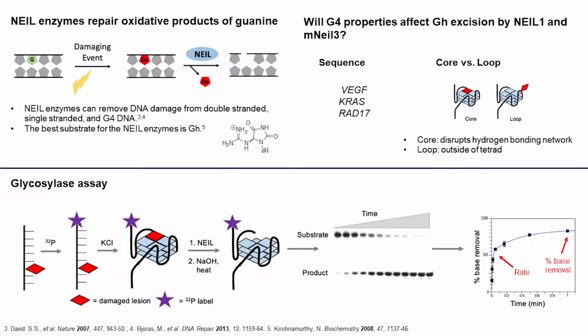By running the reactions on a denaturing gel and determining the ratio of substrate versus product, we can graph the data to get 2 important pieces of information: the rate of excision and the percent GH removal by NEIL from the G4. Generally, we observed the rate of GH removal to be similar for all the G4s, but the striking difference we found was in the percent GH removal.